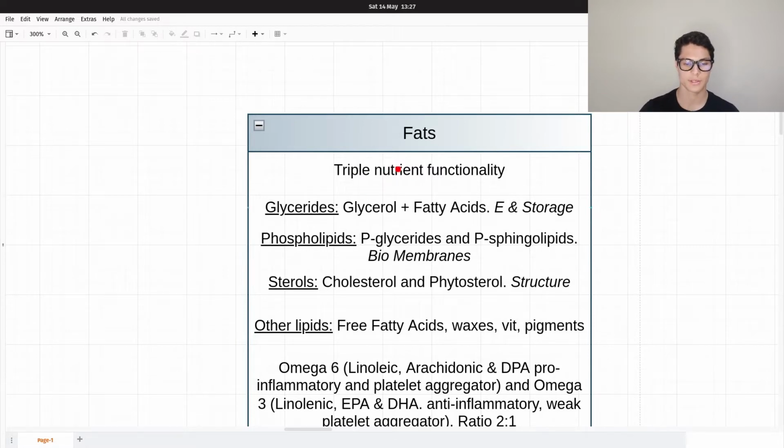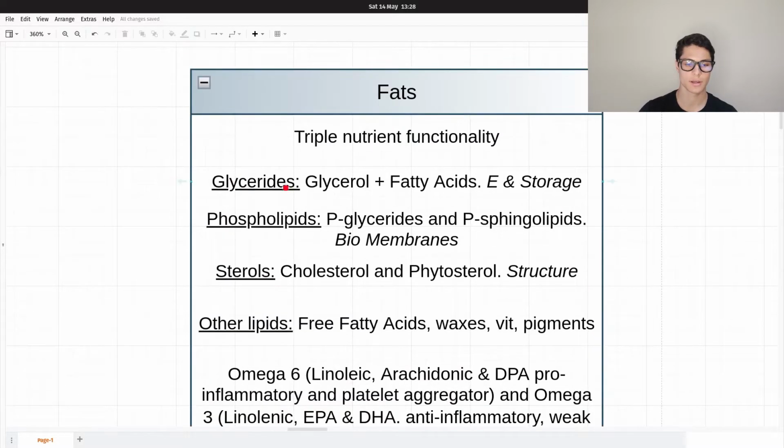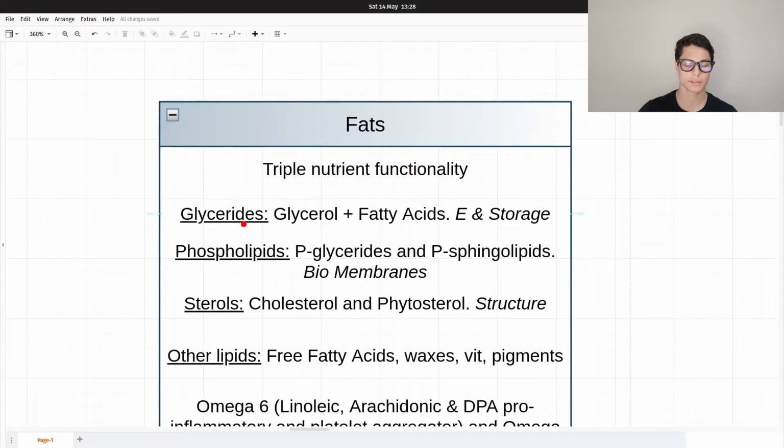Fats have the triple nutrient functionality as well. They have the energy, the plastic, and the regulatory functionality, as proteins do. Fat classification is glycerides, phospholipids, sterols, and other lipids. Glycerides are made from glycerol and fatty acids. They are used for energy and energy storage.